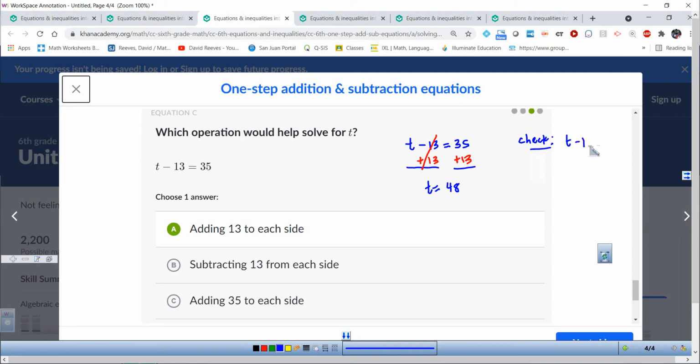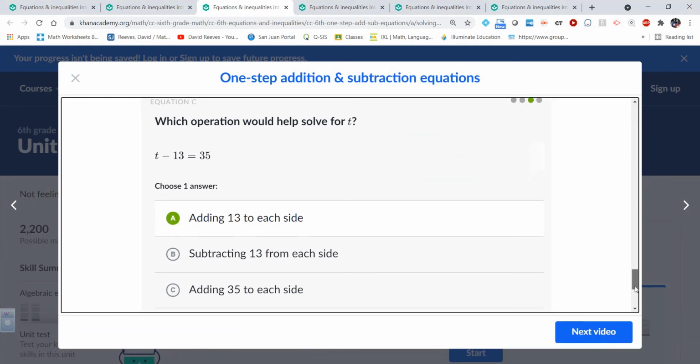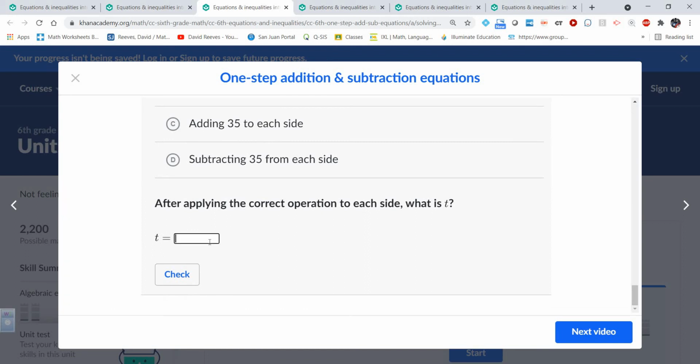So here's our true equation that we started with, and we want to know what value of t will make it stay true. All right, so we're going to try 48. 48 minus 13 equals 35, question mark. Well, 48 minus 13 is 35. 35 equals 35. It checks. So the solution to this equation, the value of t that made this equation true, was 48.